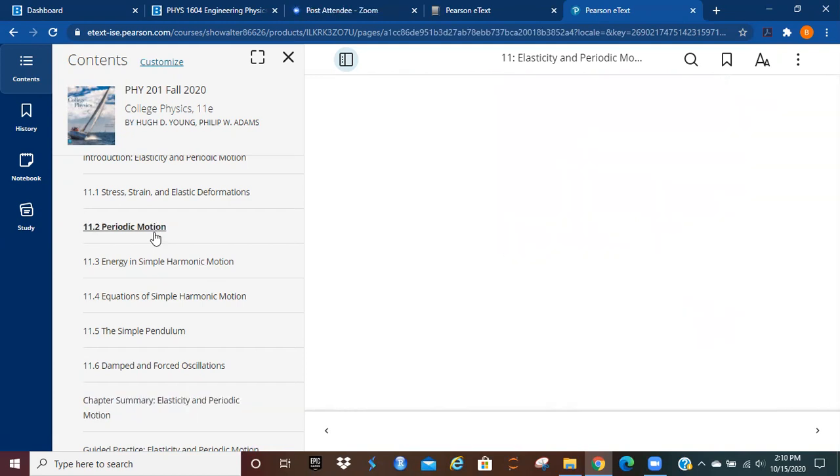I have to click on this particular link because when I tried to click on the section 11.2 link there, it put me in section 11.1. So that's why I'm doing it this way.